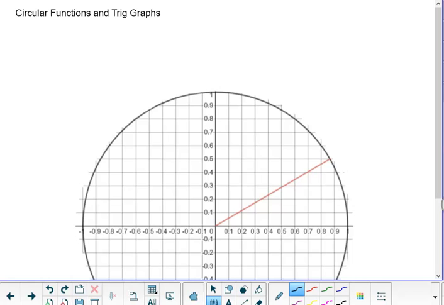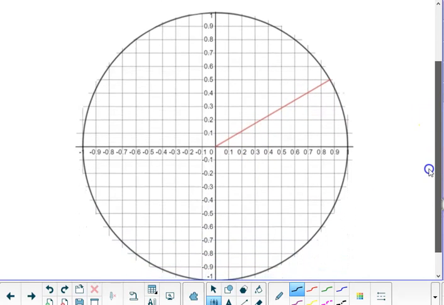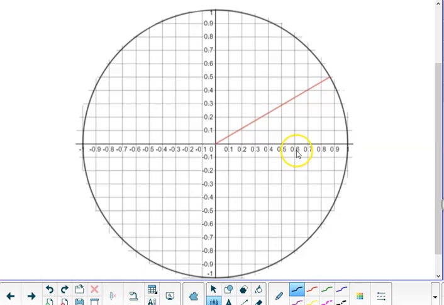Trig functions are called circular functions because we need to use a circle to define how we draw their graphs. So we're going to start in on that by looking at this circle here. Notice that it is a circle that has a radius of 1. We've marked it out in tenths with an XY grid superimposed on the circle.